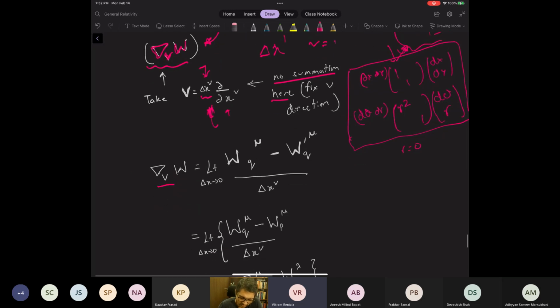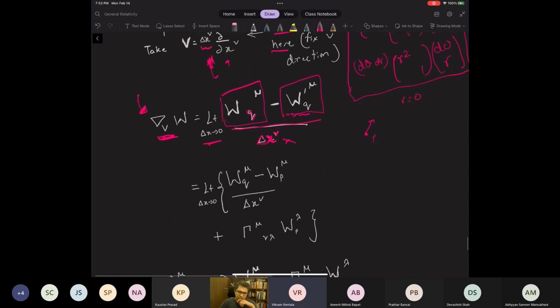And so now the way we define this delta V of W is we take our vector field at the point Q, and we parallelly transport the vector which was at the point P, and that gives us this in components, and we divide this by the displacement, which is delta x nu. Since there's only one direction, there's only one value of that displacement. And what we want to do is then take the limit of delta x nu going to 0. So this is how we calculate the derivative.